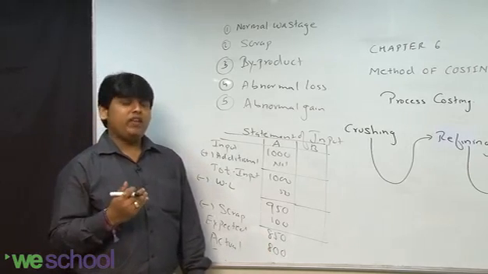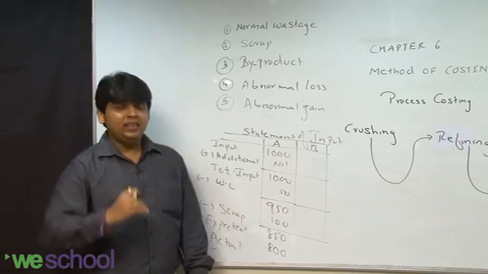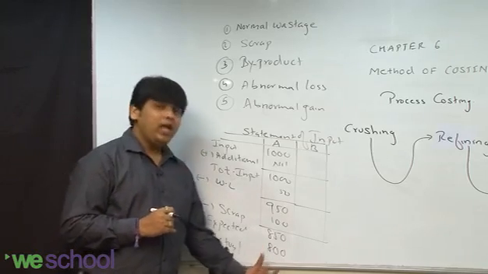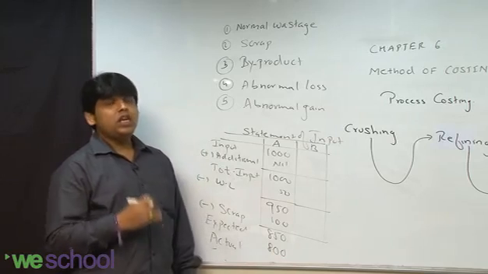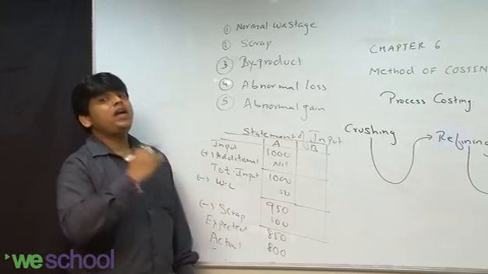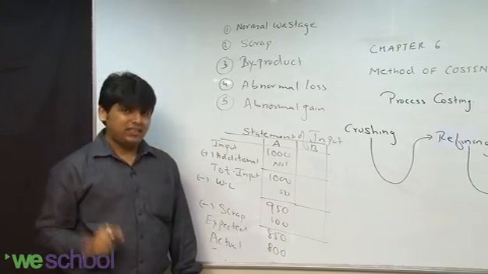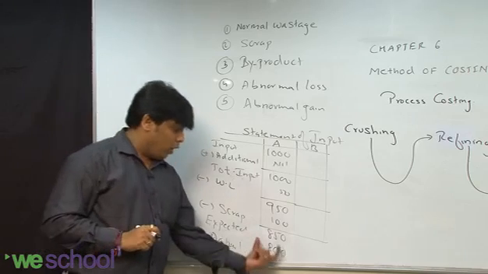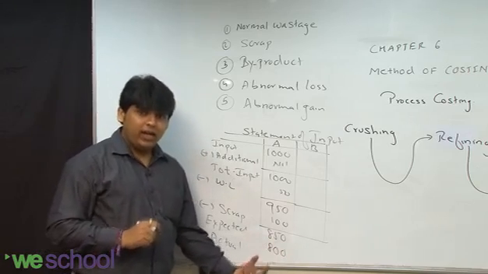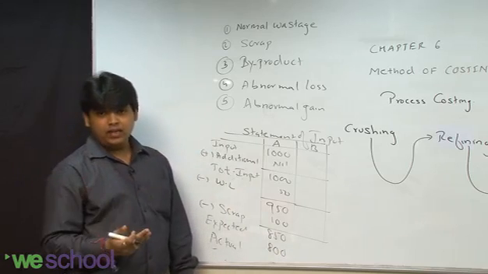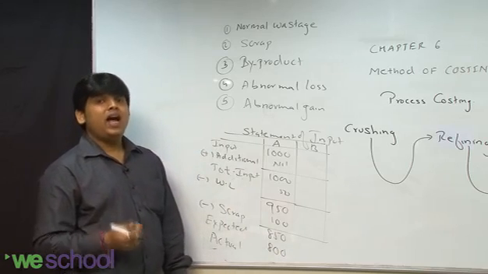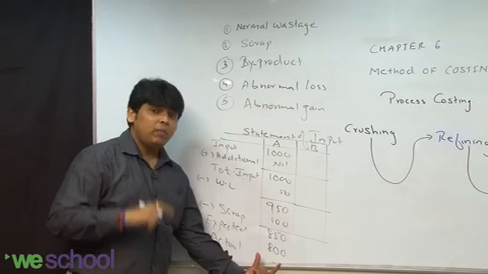When I get production less than the expected output, that is called abnormal loss, which is recorded on the credit side of the process account at cost price. I repeat, abnormal loss is calculated and written on the credit side at cost price. Units are there, but at cost price.